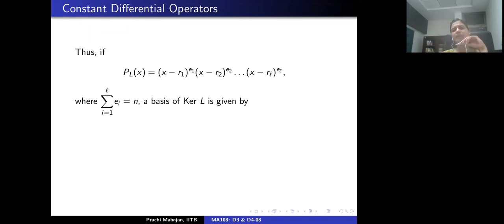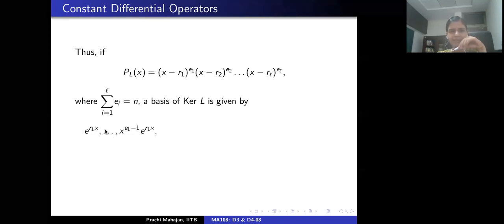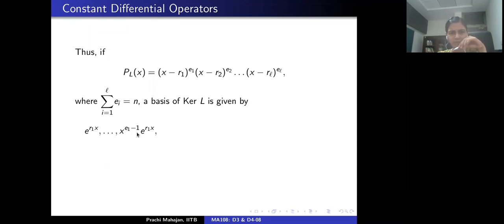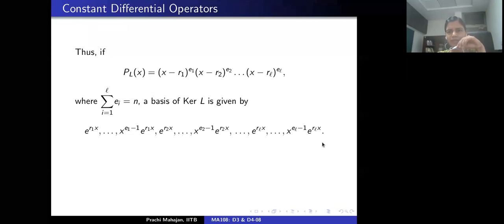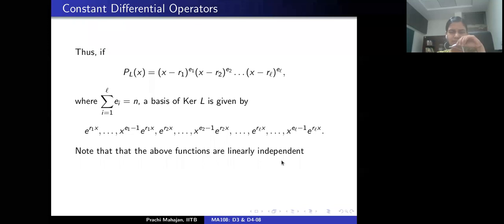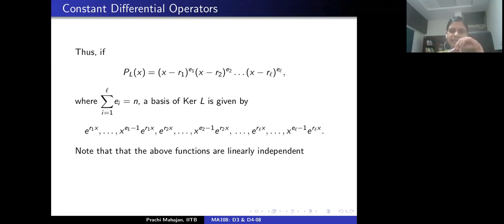So what would be the basis of the solution space of the equation Ly = 0? It would be, so this term (x − r1)^{e1} would dictate that e^{r1 x}, x e^{r1 x}, ..., x^{e1−1} e^{r1 x} are all solutions, right? And likewise, this will be the contribution from the term (x − r2)^{e2}. And likewise, the last term, (x − rl)^{el}, would contribute these terms, right? So these are all solutions of the homogeneous equation Ly = 0. The point to note is that all these functions are linearly independent. Since there are n of them, this would actually give us a basis of the solution space.